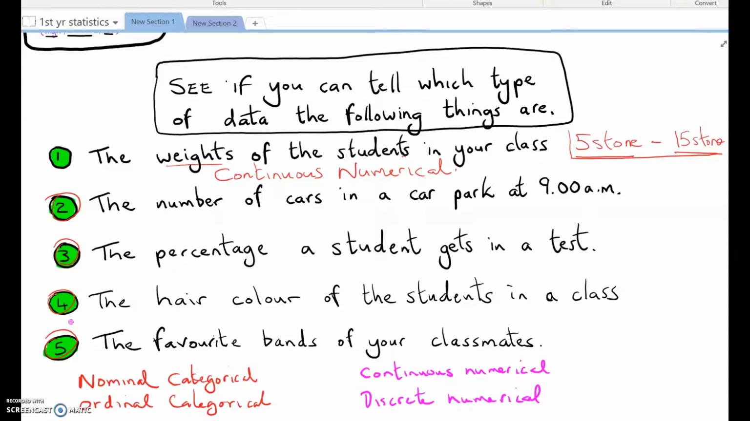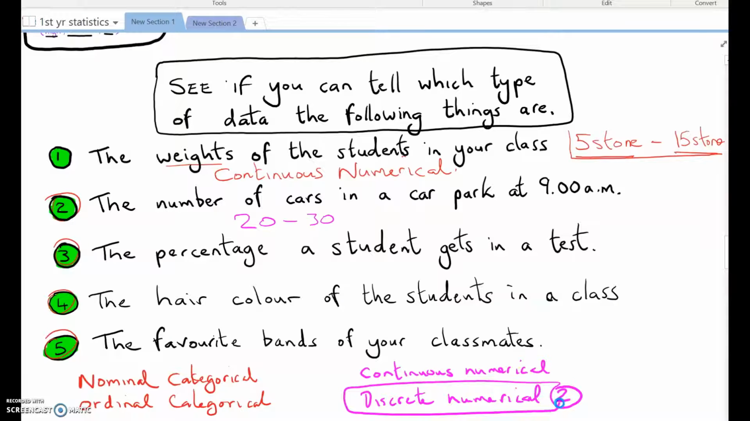Okay, I'm going to continue on. So for number 2, the number of cars in a car park at 9 AM. Well, if you went out at 9 AM and counted up the number of cars, you would come to a definite whole number answer. So there might be 20 cars in the car park, or there might be 30 cars in the car park, but there definitely isn't 20.5 cars, or there definitely isn't between 20 and 30 cars. That means you just didn't count right. There is a definite number of cars in the car park. That means number 2 is discrete numerical.